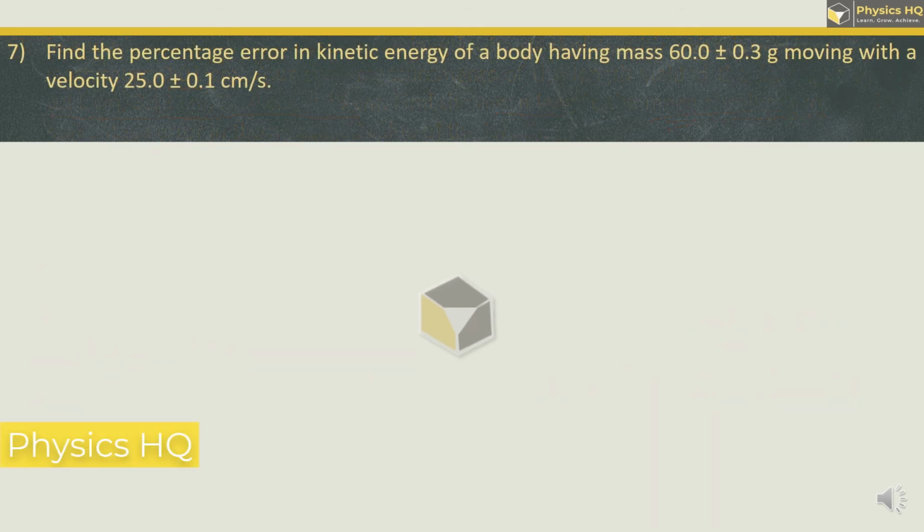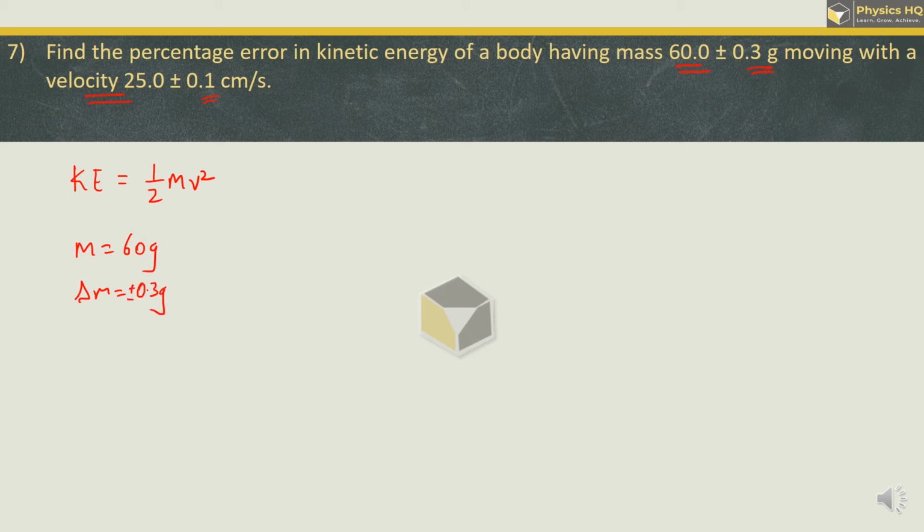Find the percentage error in the kinetic energy of a body having mass 60 gram moving with a velocity of 25. Mass is having error 0.3 and velocity is having error 0.1. For this, let us understand the formula for kinetic energy. It is half mv square. Mass is given as 60 gram. The error in mass is given as 0.3 gram, which is plus or minus. Velocity is given as 25 centimeter per second. The error in velocity is 0.1 centimeter per second.